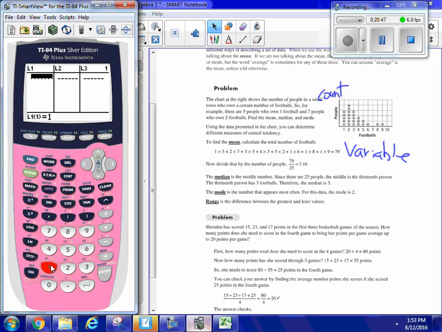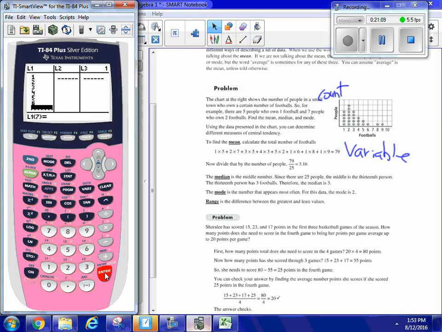I also have some households that have 2 footballs. I have some that have 3 footballs. I have some that have 4 footballs. I have some that have 5 footballs. I have some that have 6 footballs. I don't have any that have 7 footballs, so I'm going to skip it. I have some that have 8 and some that have 9. So those are all my variables.